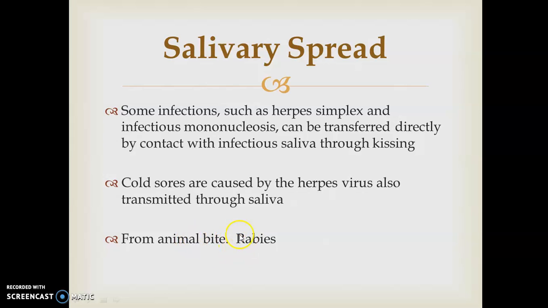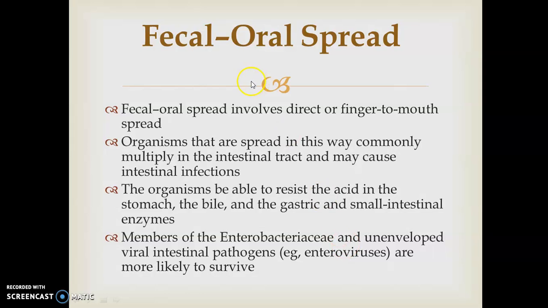So rabies is also one of the examples of salivary spread. It is also an example of zoonotic spread and also salivary spread. The fecal-oral spread involves direct or finger-to-mouth spread. The organisms that are spread in this way commonly multiply in the intestinal tract, and may cause intestinal infections.